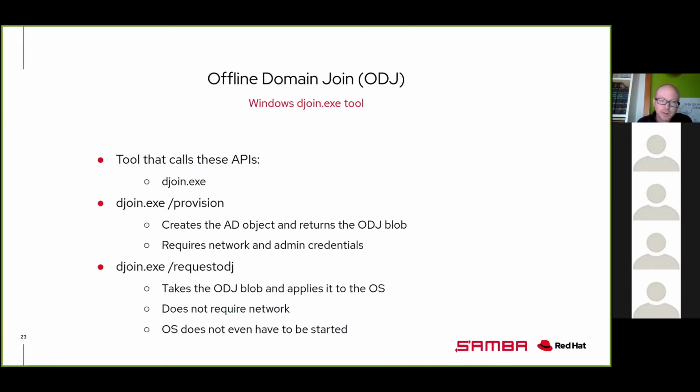The tool in the Windows space that implements or consumes these API calls is called djoin, and it has basically two main functions. The first one is provisioning. The second one is called request ODJ, so request offline domain join. Nothing fancy. The provisioning creates the AD object, returns the blob, and requires, of course, network and admin credentials. The second subcommand takes the blob and applies it to the operating system. No network required. The operating system does not even have to be started.